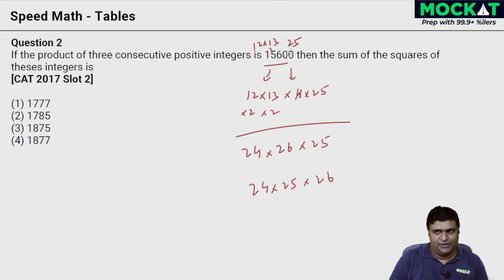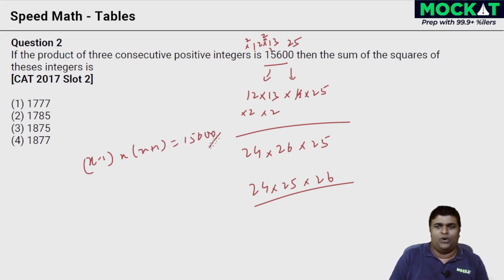So in 100 I'll keep a 25, and the remaining 4 I'm going to multiply 2 into this and 2 into this, right? That's it. I get a 24 into 26 into 25, or 24, 25 and 26. Those are my 3 consecutive positive integers which, when multiplied, you get 15,600. You cannot be using x minus 1 into x plus 1 equals 15,600. Avoid using variables in these questions.